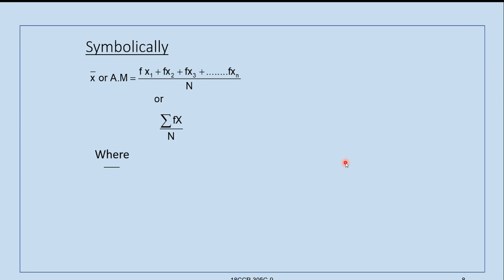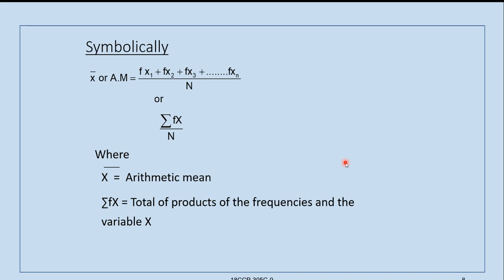Now we will see symbolically, mean AM is equal to f into x1 plus f into x2 plus f into x3 up to f into xn, which is divided by n. fx1 is nothing but the first observation into first frequency.